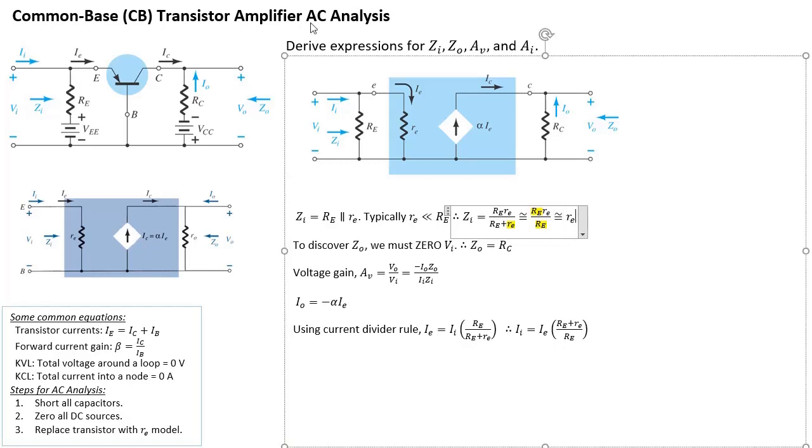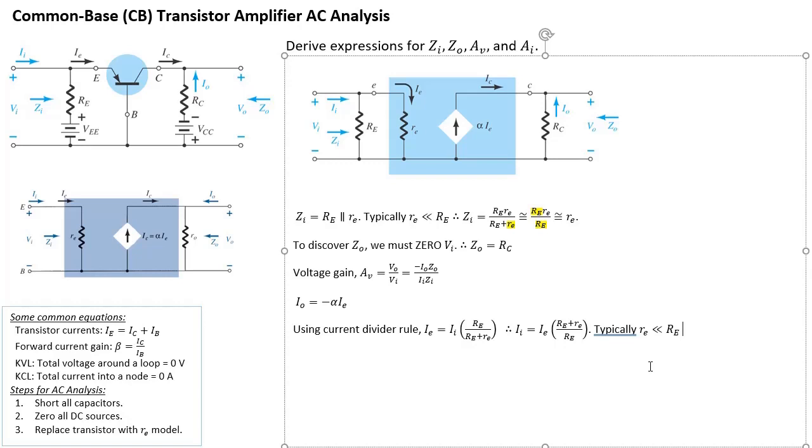So that's basically the much simplified version of ZI. It's just going to be a little re. And similarly here, again, typically little re is much smaller than big RE. Remember, when I say much smaller, it needs to be at least 10 times smaller to make this approximation more accurate.